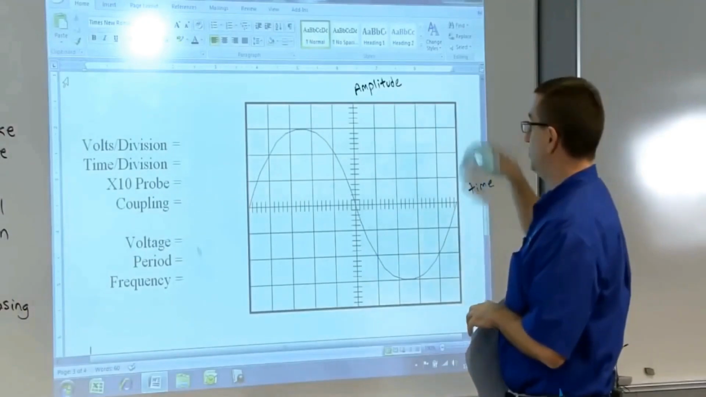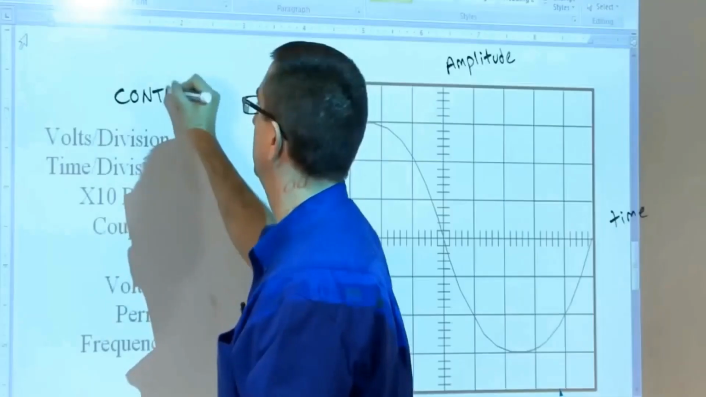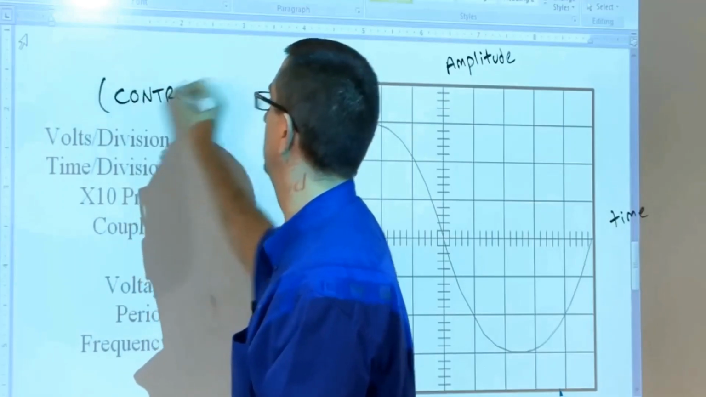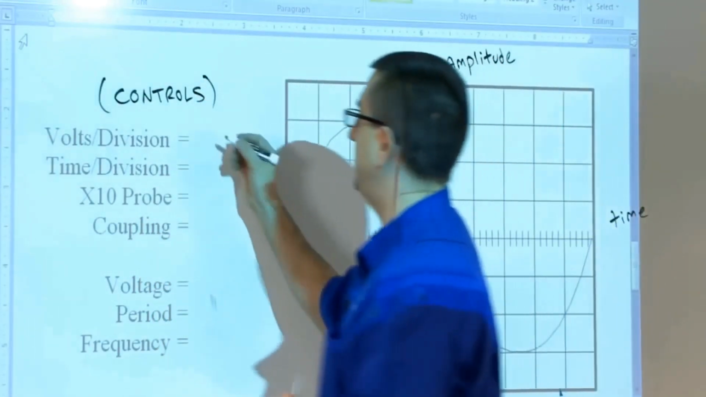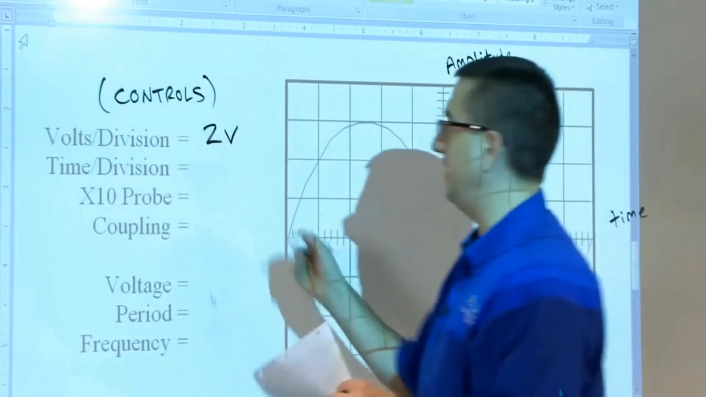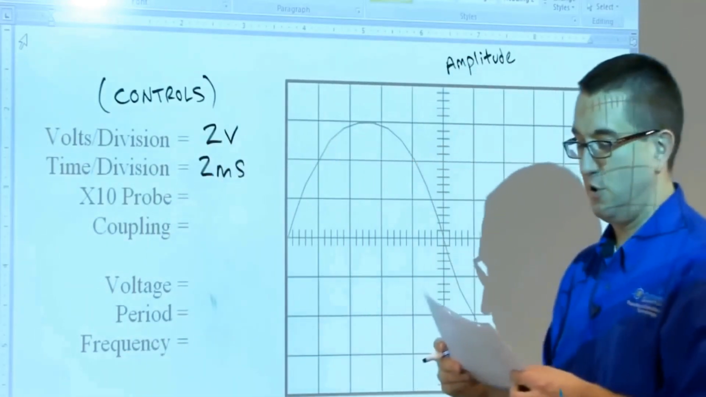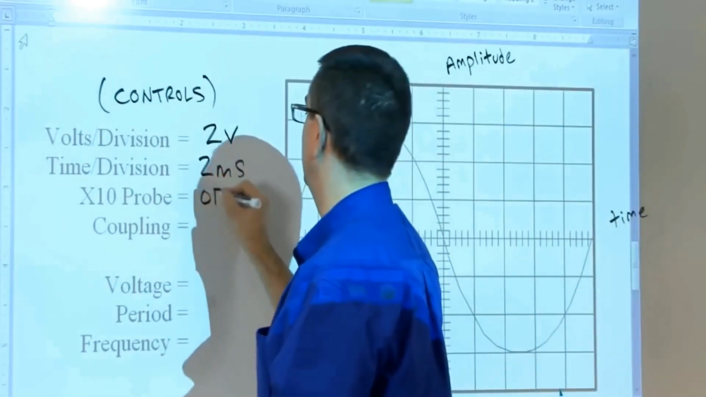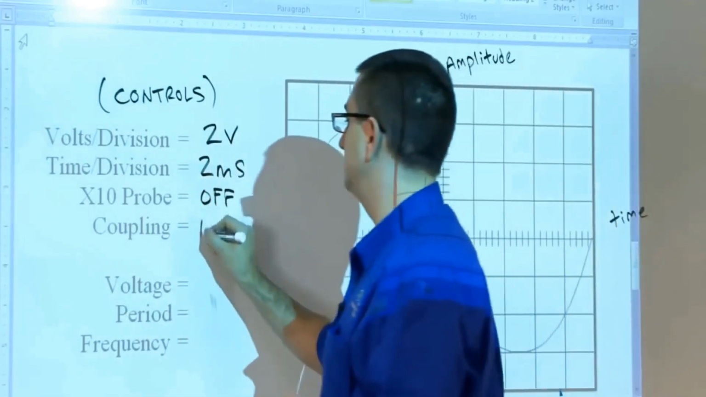And again, we have amplitude and we have time. And these will be our control settings. For this particular example, our volts per division is going to be set at 2 volts. Time per division is going to be set at 2 milliseconds. And times 10 probe is going to be off. Our coupling is going to be set to AC.